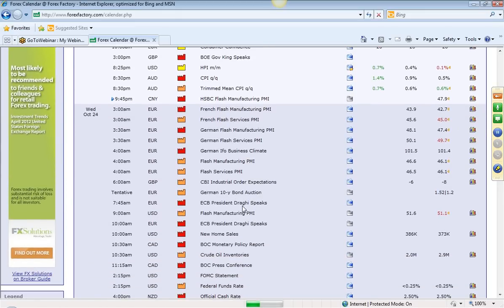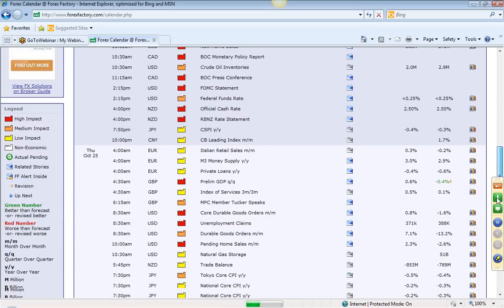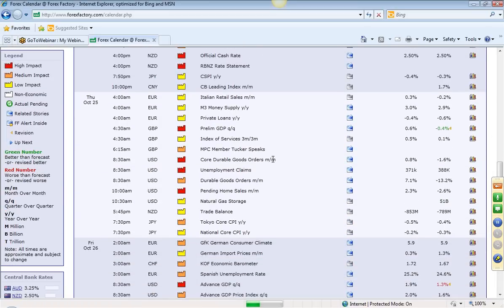Then we have tomorrow, as I said, a very busy day. We have the ECB, Draghi speaking. We have Bank of Canada talking again. We have the FOMC talking again. Today I mentioned Bank of England Governor King talking about providing more liquidity. So a very, very busy week as far as speakers go.